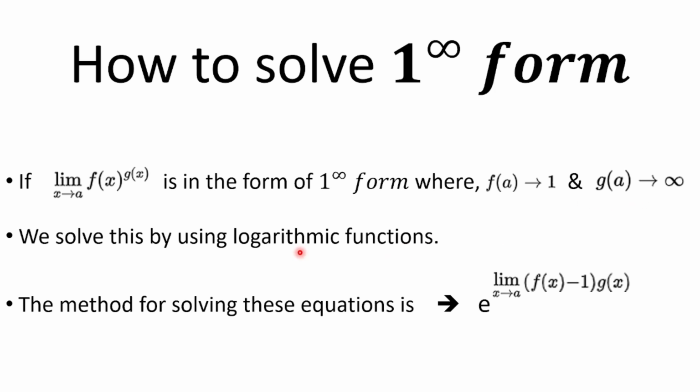For this type of function, we solve these by using logarithmic functions. We use logarithm manipulations and we apply the limit from there on. Now the method for solving these problems is e power limit as x tends to a of (f of x minus 1) multiplied by g of x. Now let us understand this concept by solving a few questions.